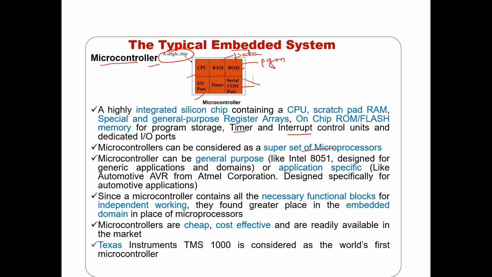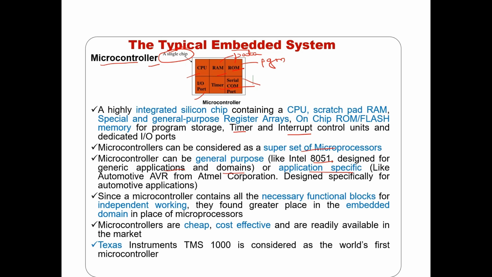Which are the general purpose microcontrollers available in the market? You can see the 8051, an 8-bit microcontroller designed for generic applications and domains. It can be used for almost all general purpose applications. Or sometimes, whenever we have to use a microcontroller to perform a specific task like automotive, AVR, then we can design those applications using the microcontrollers.